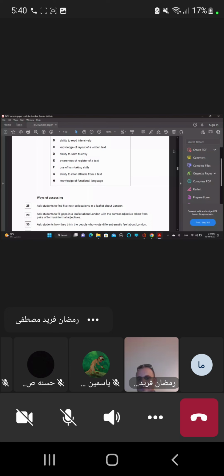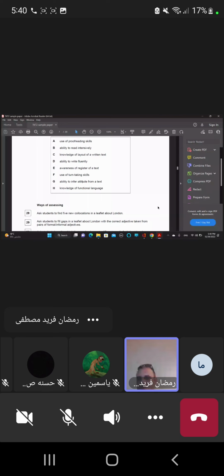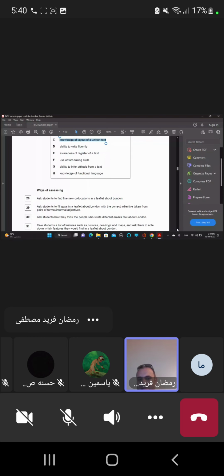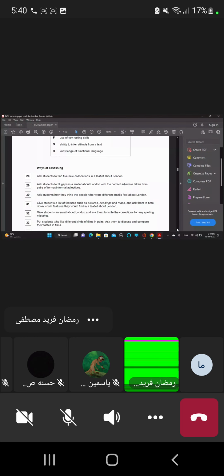Number C, knowledge of layout. What do you mean by a layout? Layout is the general form. So give the students a list of features such as pictures, headings, and maps, and ask them to note down which features they would find in a leaflet about London. What would usually be in a leaflet, a brochure about London? Which of these things: maps, headings, okay.